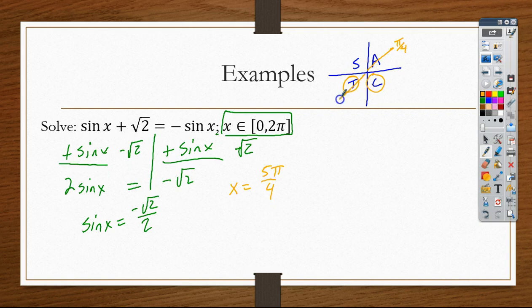And so that's over here. There's 5 pi over 4. And then this one over here, 7 pi over 4. And here we don't say and, it's or. Okay? Either it's 5 pi over 4 or it's 7 pi over 4. Those are the two places. Okay?